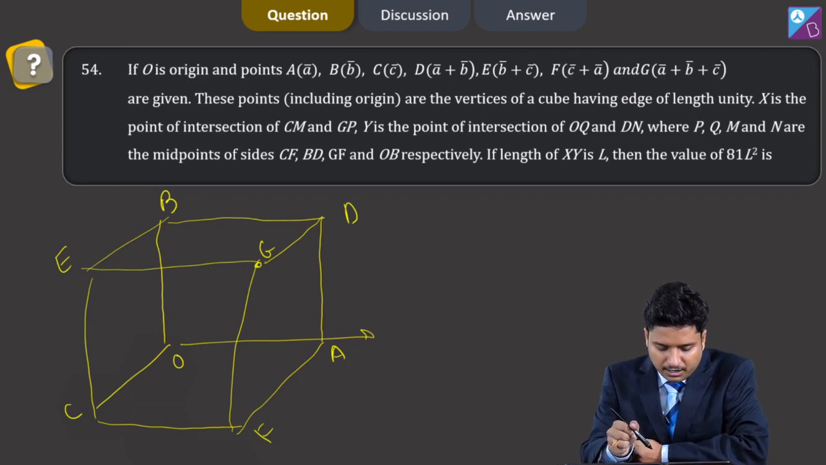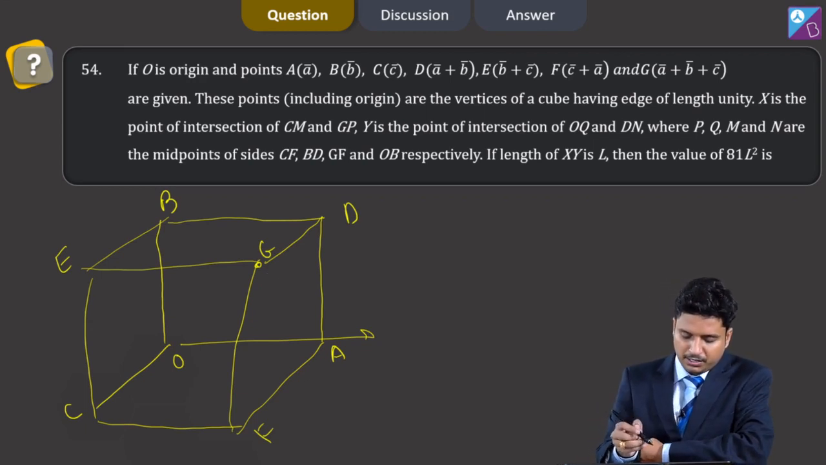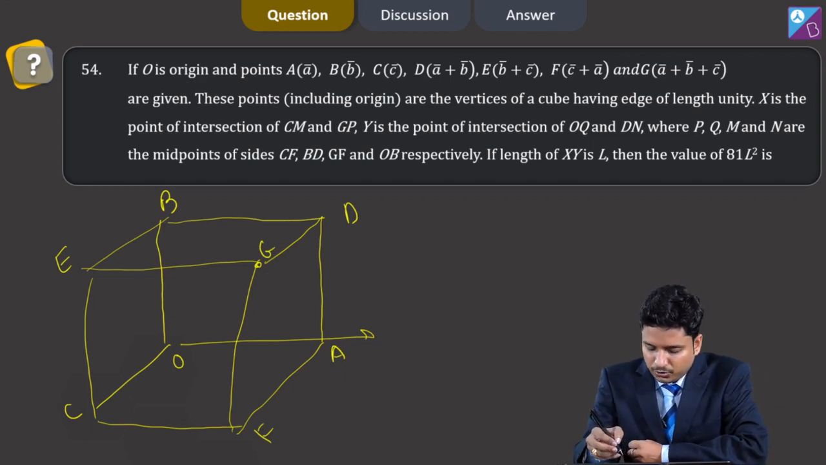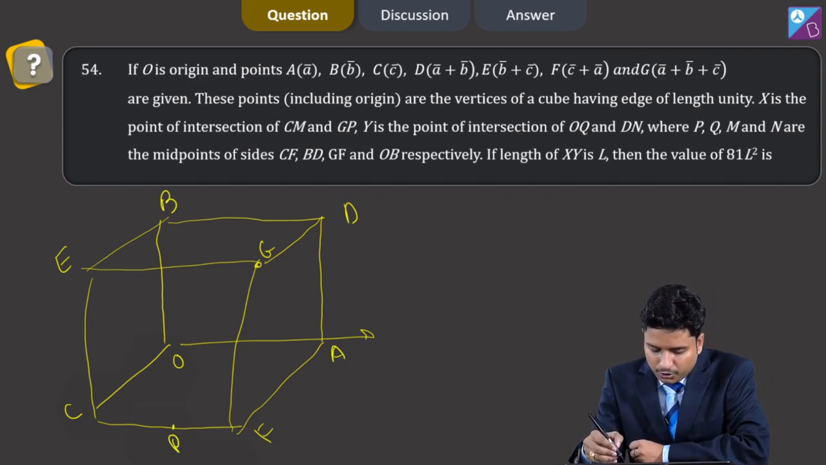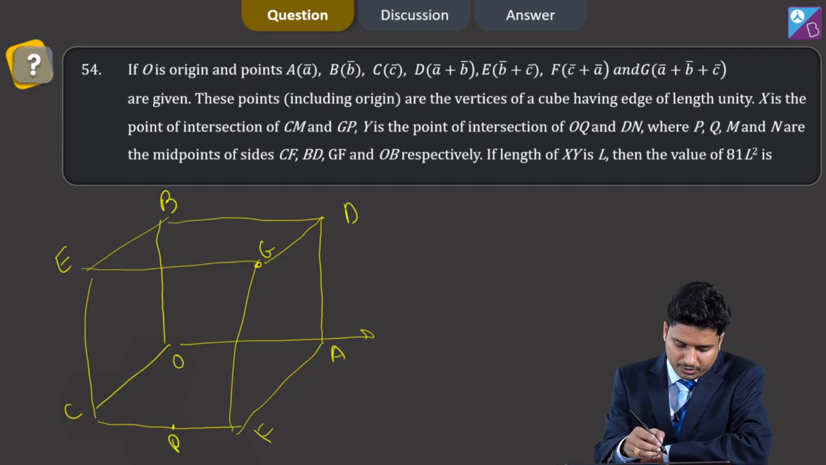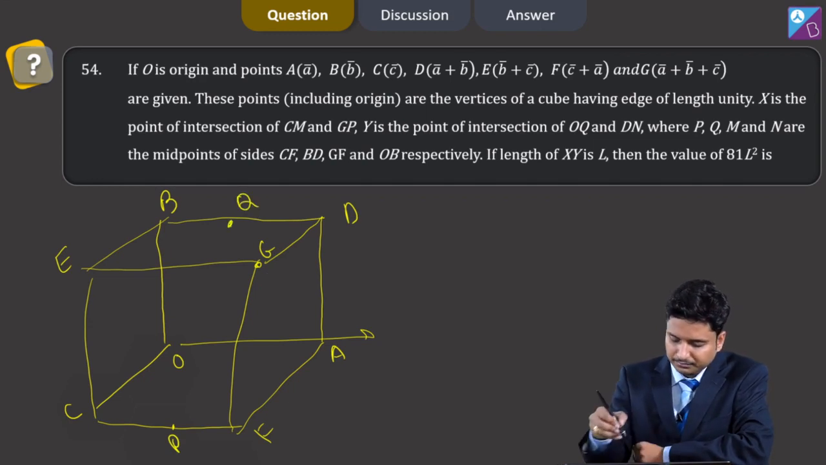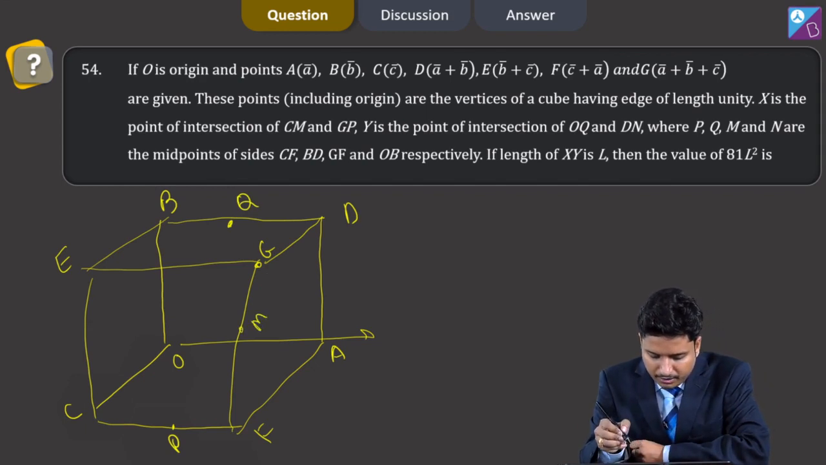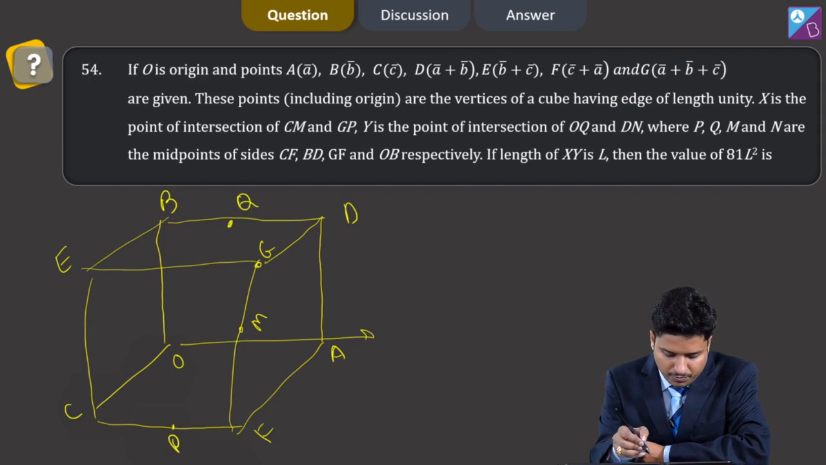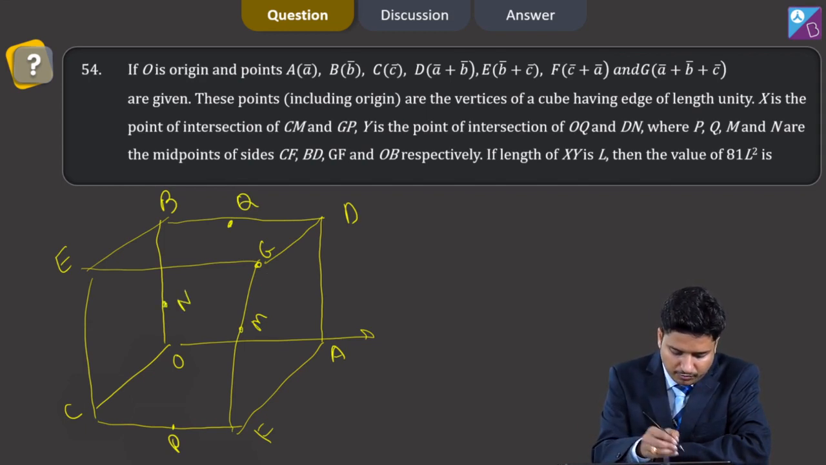These nominations are done. Now the next part, these points are the vertices of a cube having edges of length unity. X is the point of intersection of CM and GP. What is this M and P? P is the midpoint of CF, Q is the midpoint of BD, M is the midpoint of GF, and N is the midpoint of OB respectively.